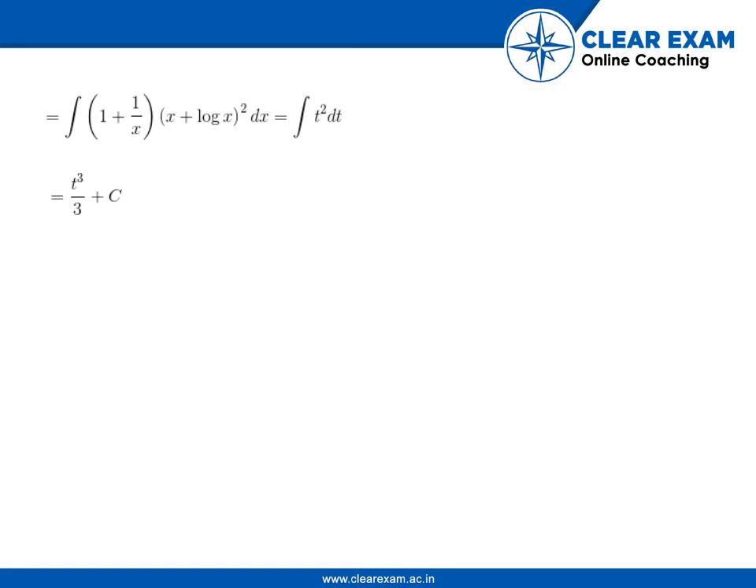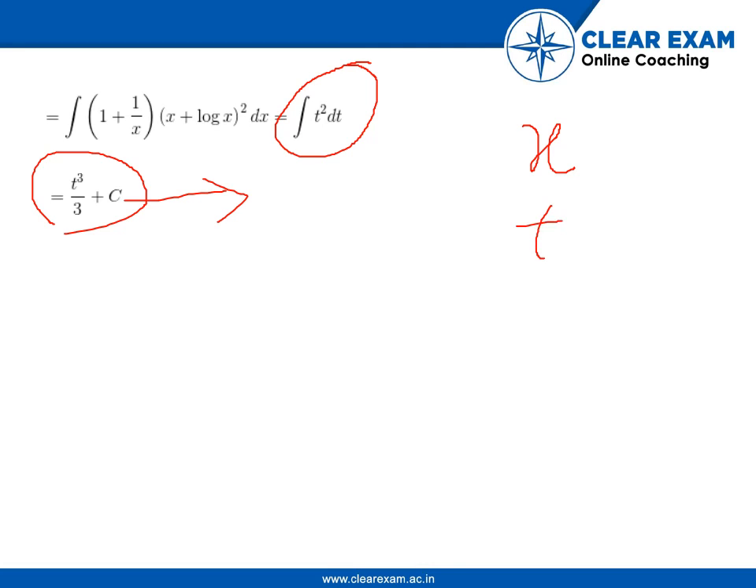So our question is finally simplified to the integration of t square dt. That is pretty easy. The integration of t square is t cube by 3, and we get an arbitrary constant along with the integral. But before signing off the final answer, we have to remember that we were given the question in terms of x, and we are getting a final answer in t. So we have to back substitute our variables.